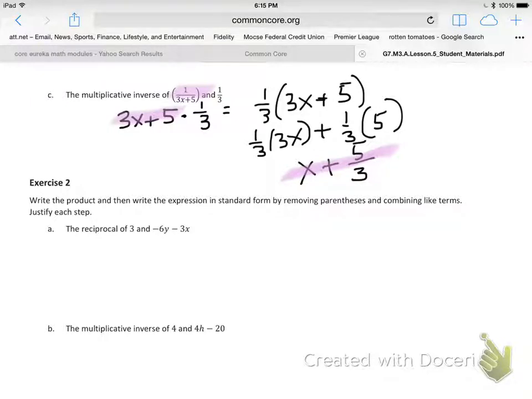Okay, and then 1/3. So I wrote it this way initially, but then I changed it to look like this. Much easier to work with. Doesn't matter which order these are in. I just moved this here. Much easier to distribute. And then I went ahead and distributed, 1/3 times 3x, and then 1/3 times 5, and of course 1/3 times its reciprocal is x, and then 1/3 times 5 is 5/3.